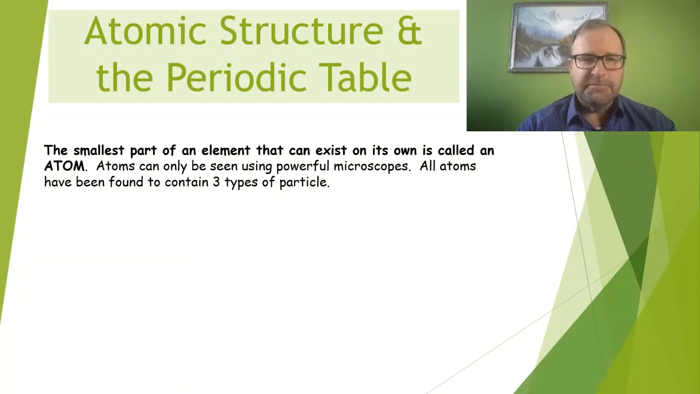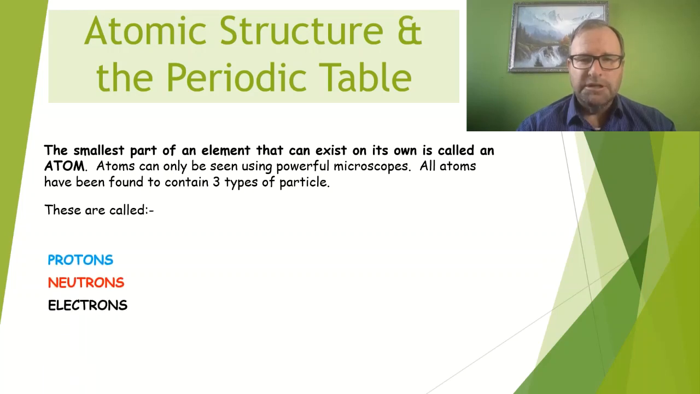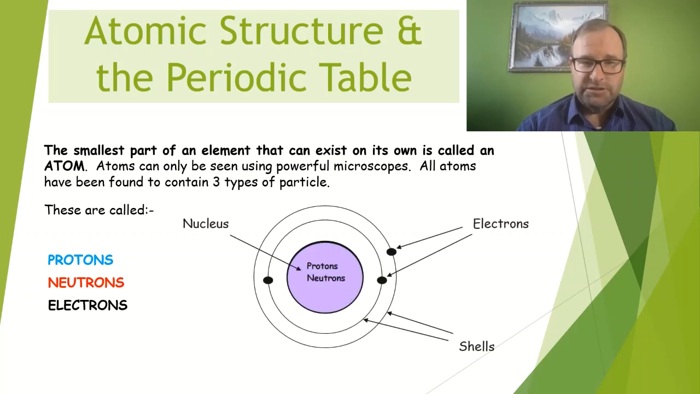Next slide. Here's some knowledge and understanding that I want you to go through. Here we go. Atomic structure. The smallest part of an element that can exist on its own is called an atom. Atoms can only be seen by using powerful electron microscopes, and there are three types of particles that we in the scientific community call these type of things inside an atom. One is called a proton, second is a neutron, and third is an electron. The diagram that comes next will show us their relative locations.